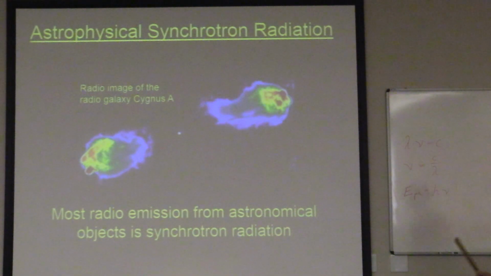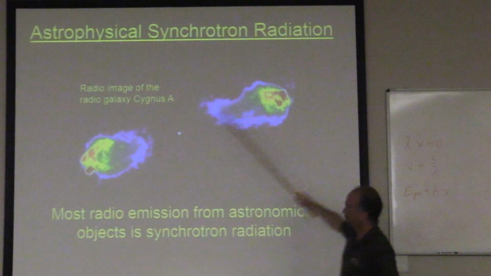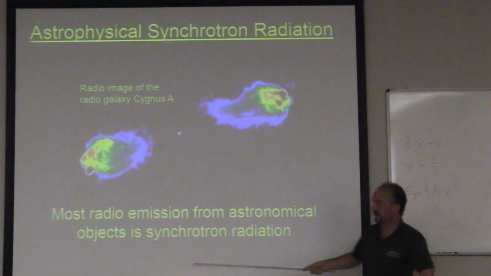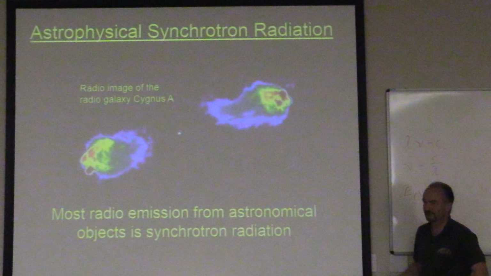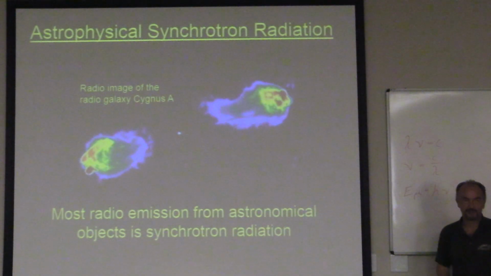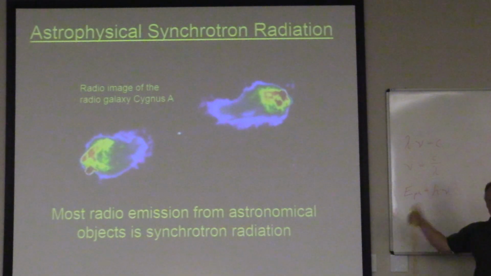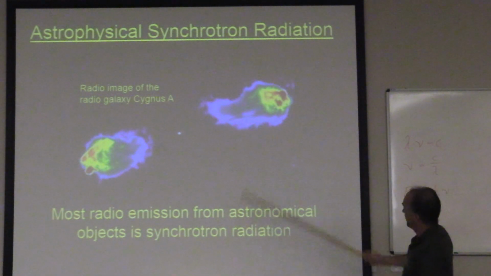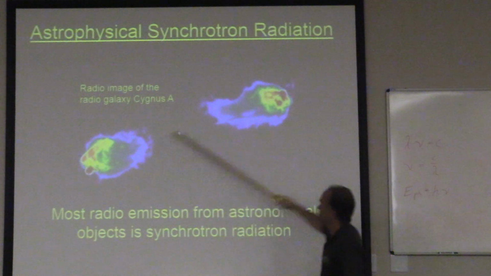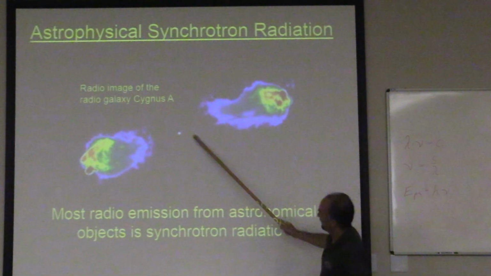The main point is that almost everything we observe in radio astronomy is synchrotron radiation. That's why I spent quite a bit of extra time on synchrotron radiation, because pretty much anything that radio telescopes observe is synchrotron radiation. Particularly nice things like this, those are my favorites. There's actually a galaxy here.